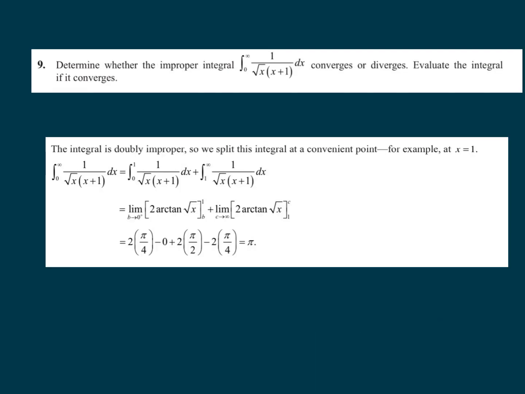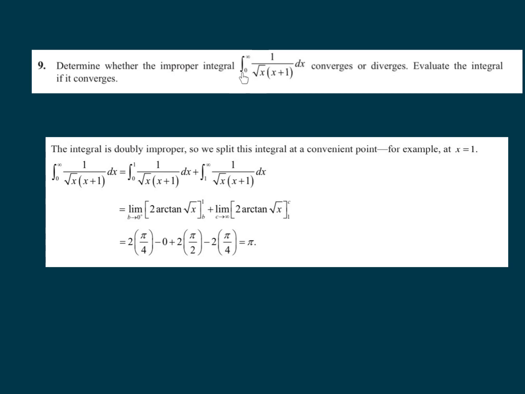Okay, this problem says find the integral from 0 to infinity of this function. What is this function? This function is not defined for x negative, because the square root of a negative number doesn't exist. So the function is defined when x is strictly bigger than 0. At 0 it is also not defined, because 1 divided by the square root of 0 doesn't exist. So the function is not defined at 0.